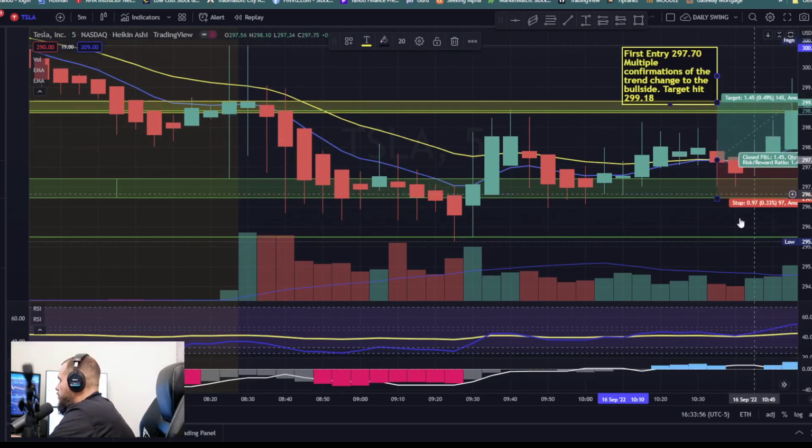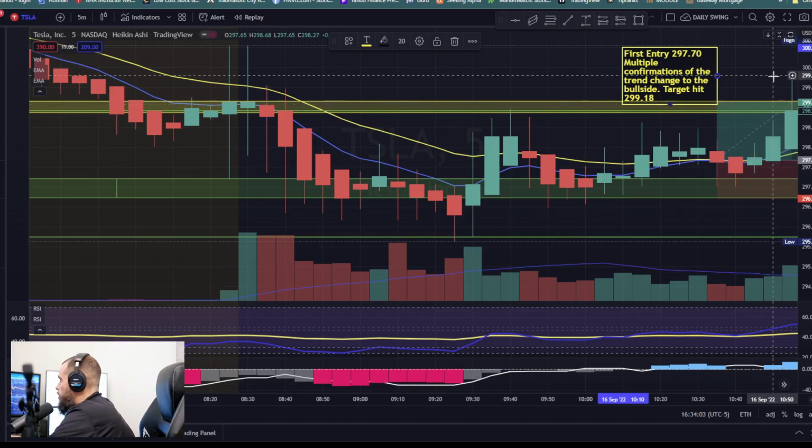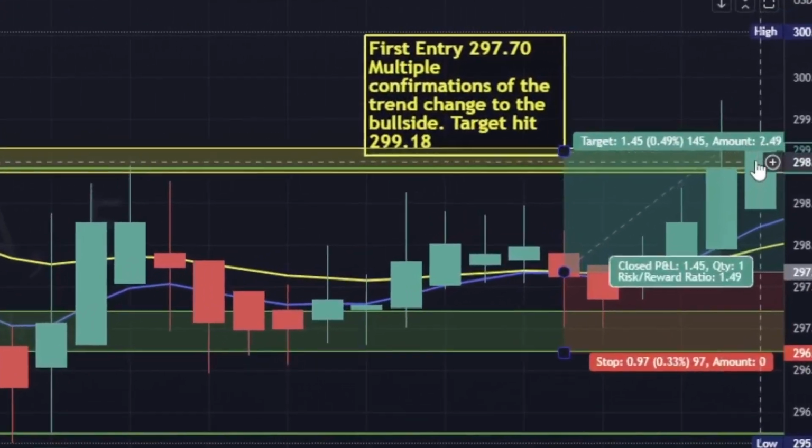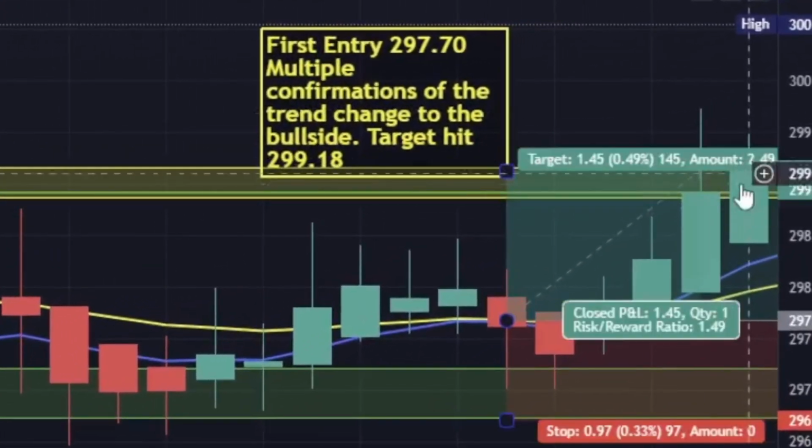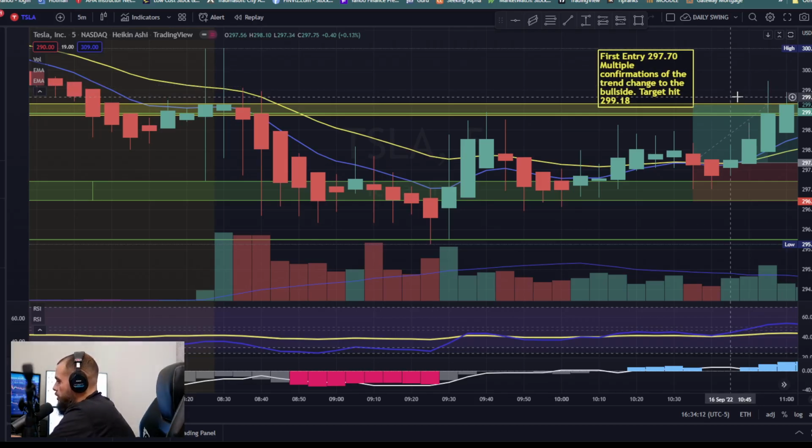297.70. Now at this point, you can close your position, or you can look in the next candle to see if this resistance area becomes support. So now it kind of breaks below it, and you can probably stop out and close your position here. So that would be a successful scalp for me.